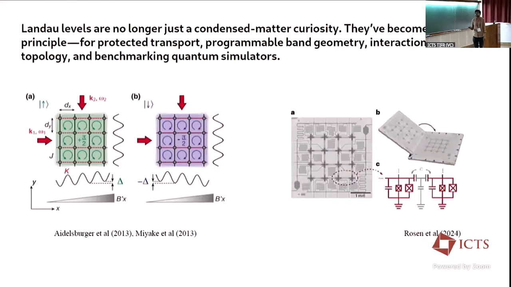More recently, there is a system of coupled superconducting qubits where the Hall drift has been realized. This is a small geometry, but they have very good control over the magnetic field, and synthetic gauge fields have been implemented.